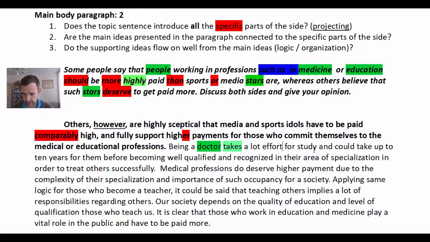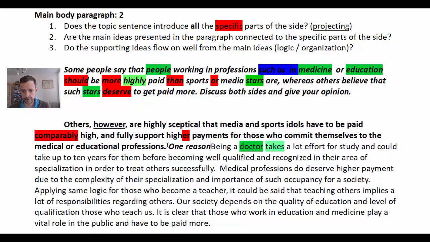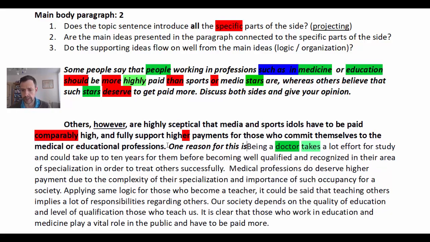Doctor takes a lot of effort for studying, could take up to 10 years for them before becoming well qualified and recognizing their area of specialization in order to treat others successfully. Okay, so that's a reason. Do you have to have something at the beginning here? One reason for this is... Now, you don't have to have something there.